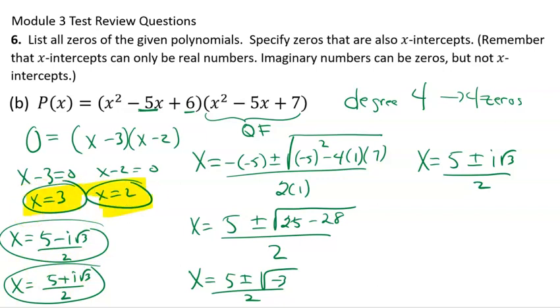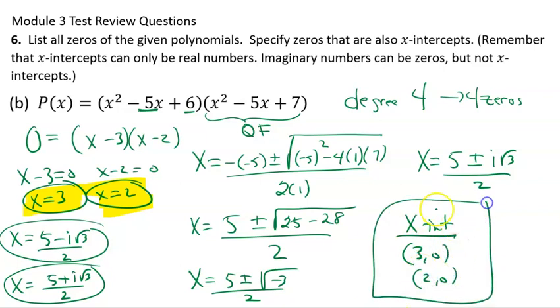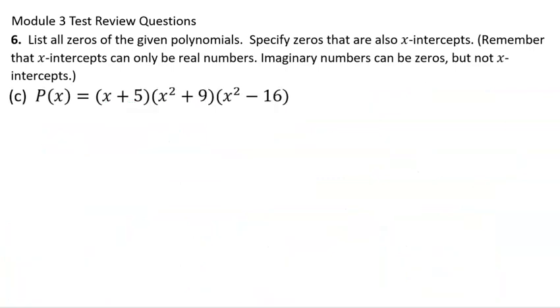Now if I write them in the form I'm supposed to, the x-intercepts, I didn't do this on the last problem, but I should have. The x-intercepts are (3, 0) and (2, 0). These guys right here, these imaginary numbers cannot be x-intercepts because they're not real numbers. You can't graph those. So that's the last of this type of question, although we got something very similar coming up next, list all the zeros of the polynomial.